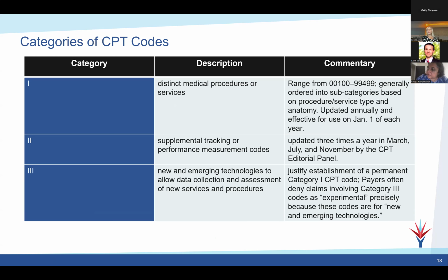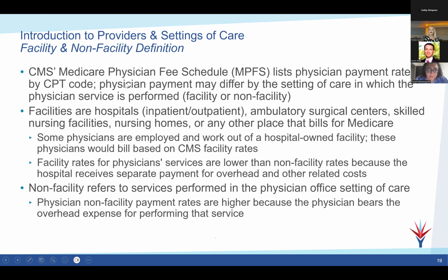There's a whole pathway to getting coverage, getting a reimbursement code, and then being covered. As I mentioned before, KOLs are really important, key opinion leaders, and especially those that may be influential within specialty societies, which are really very important towards approving your reimbursement code and coverage. CMS does have a Medicare physician fee schedule that lists physician payment rates by CPT code, but these rates differ by setting of care. So there's facility and non-facility codes. Facilities are hospitals, surgery centers, nursing homes, nursing facilities, and then non-facility refers to physician offices.